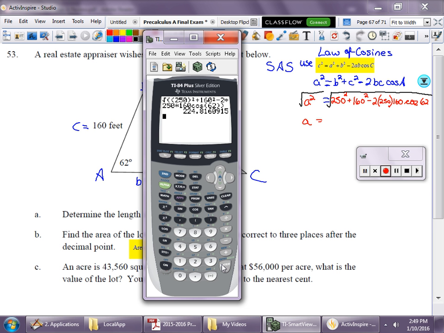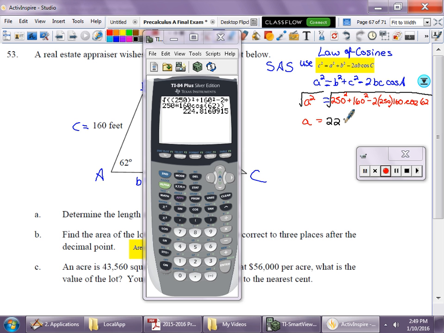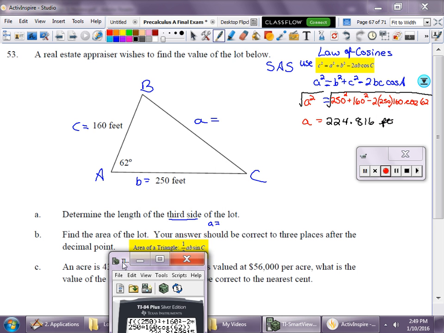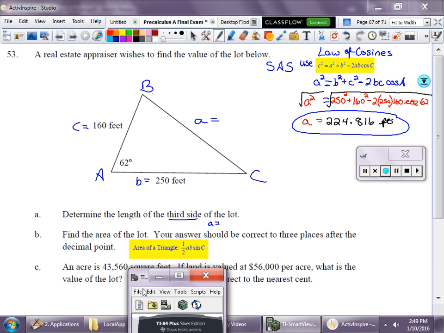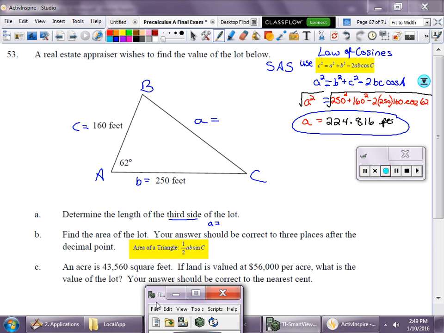Bam. Yes, this side is 224, and I think they're rounding to 3 decimal places. And this is feet. Okay, and we have done the first problem.